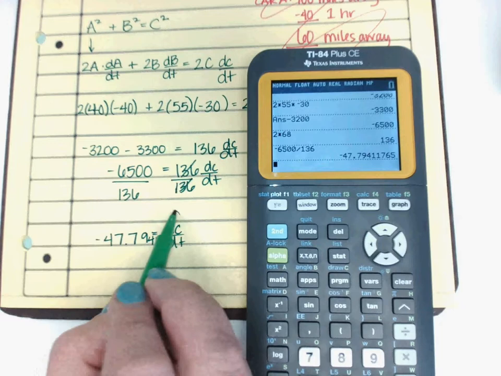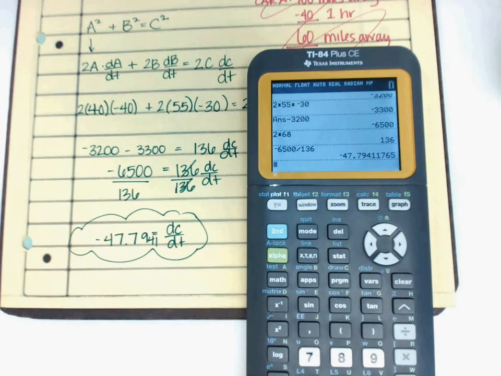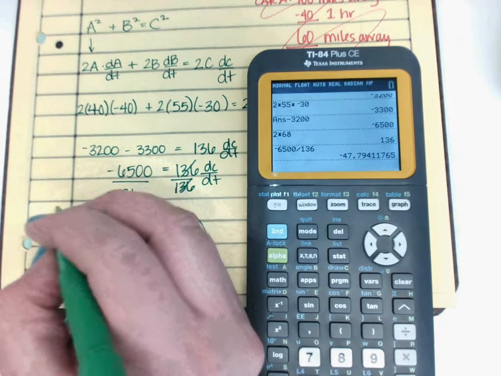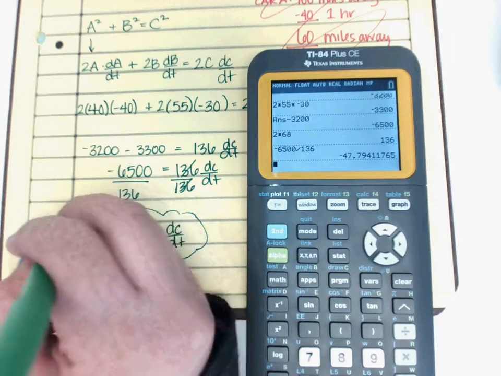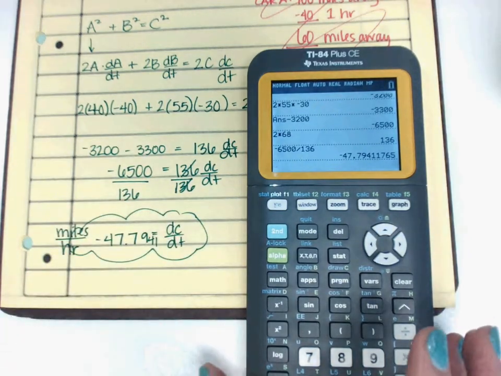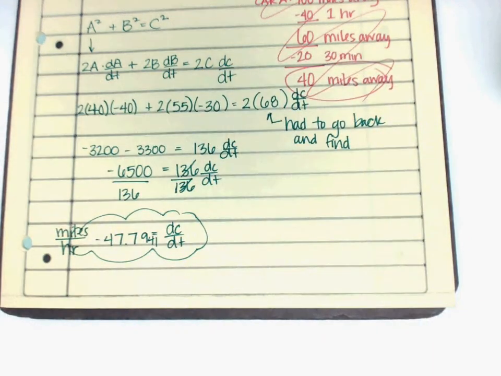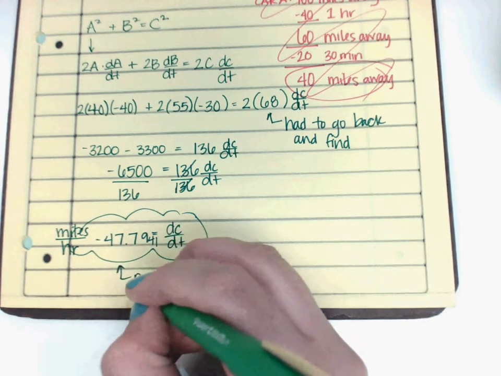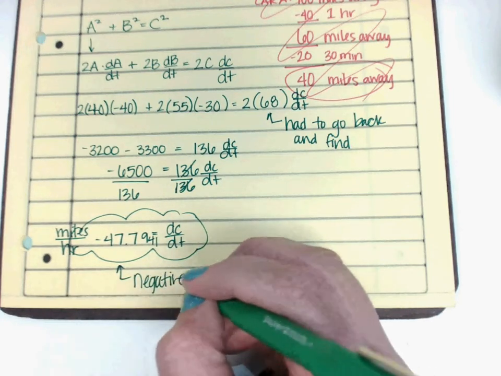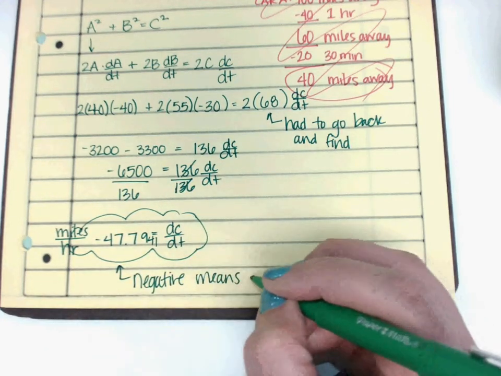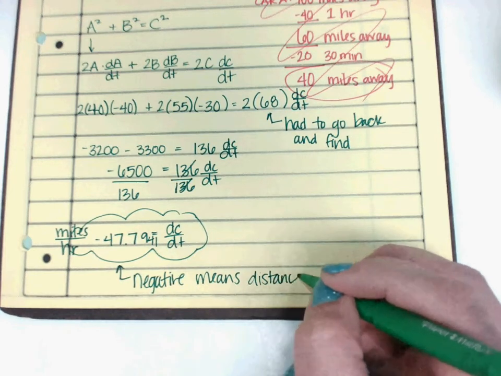Now, I didn't keep track of units because the numbers got kind of big, but I can go back and label the units. If this is a distance, what would its rate of change be? Miles, miles squared, or miles cubed? Miles per hour. Could you put MPH? Sure. That's the only one you could use an abbreviation for, but that would be fine. And then also remember, the negative means the distance between the cars is shrinking.